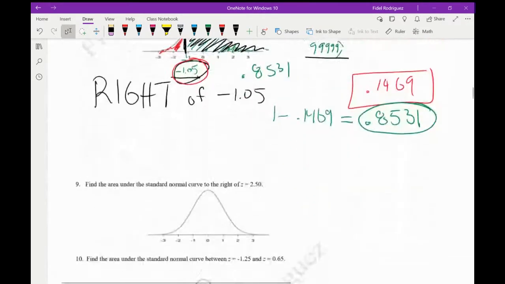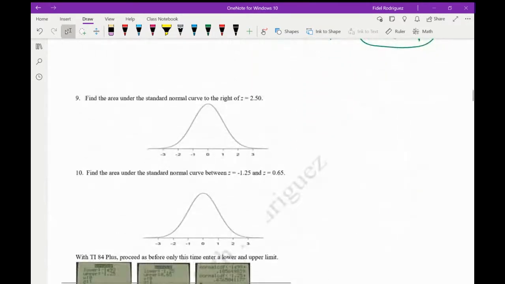All righty, so let's do number 9 here, and it says find the area under the standard normal curve. And I want you all to notice here, guys, it says to the right of 2.50. So here's 2.50, and I'm looking for the area to the right. Look at how small that little red area is. It's a really tiny amount.